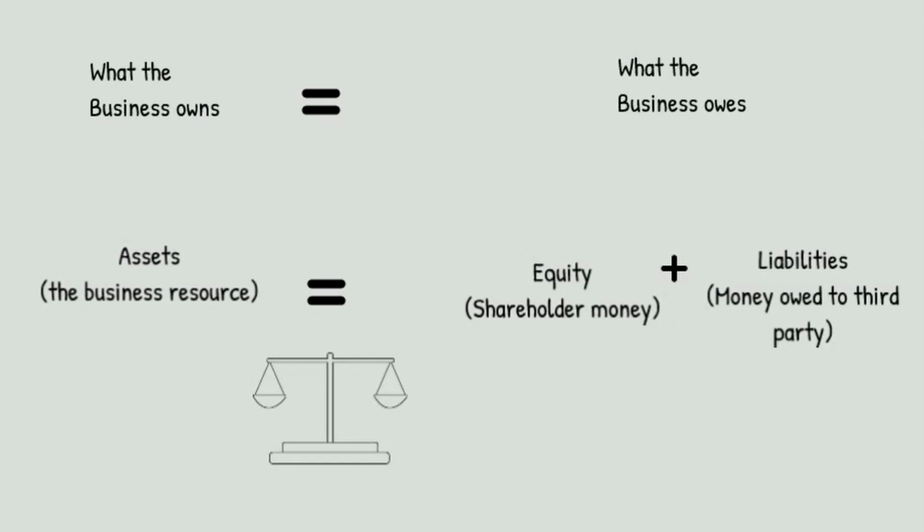Now let's bring the accounting equation formula to the next level. What the business owns is equal to what the business owes, which means assets, the business resources, are equal to equity, the shareholder money, plus liabilities, the money owed to third parties. We'll not talk further about the accounting equation in this video, as there is a separate video for it which has a lot of useful information, and I really recommend that you watch that video as it has a full walkthrough from the beginning till the end, along with different transactions and the impact of those transactions. Now let's talk about assets.